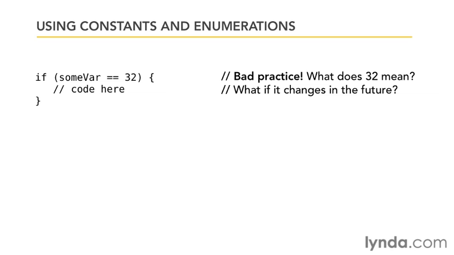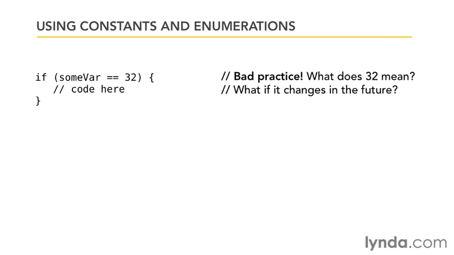I mean, if I'm a programmer and I'm writing the code, I might know what it means, but 2 years from now, I might not know what it means. Somebody who has to look at my code will probably have no idea what that means. Worse yet, what if it changes in the future? If I'm using this 32 value all over my program, I'm going to have to change it if for some reason in the future that 32 is no longer applicable and the test needs to test for some other number.